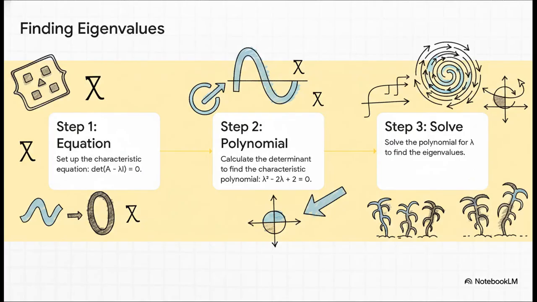All right, we're just going to follow the standard playbook here for finding eigenvalues. We set up the characteristic equation, that's the determinant of A minus lambda I equals 0. We crunch the numbers, and what pops out is this characteristic polynomial: lambda squared minus 2 lambda plus 2 equals 0. Simple enough? The solutions to this equation, our lambdas, are the eigenvalues we're after.